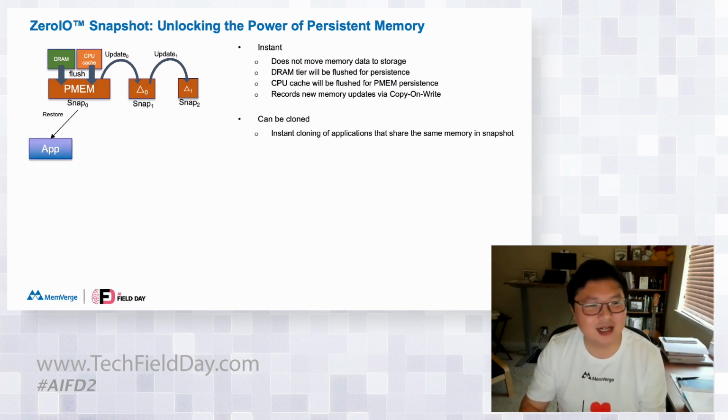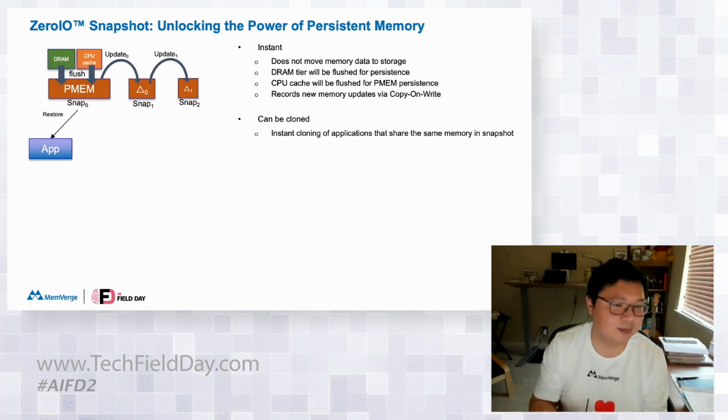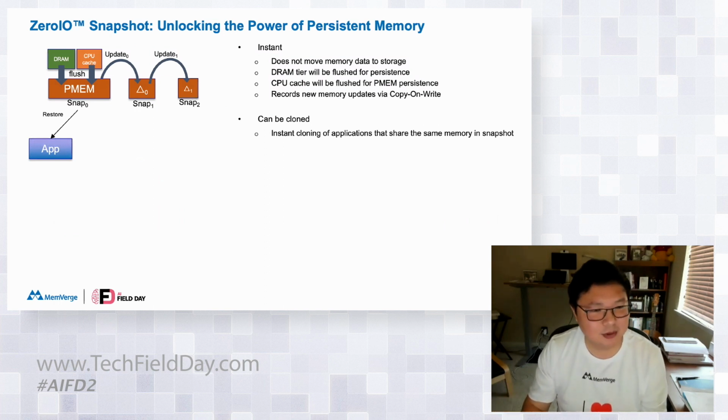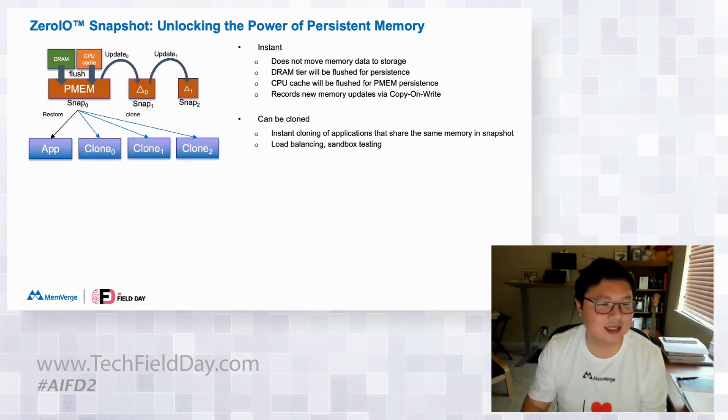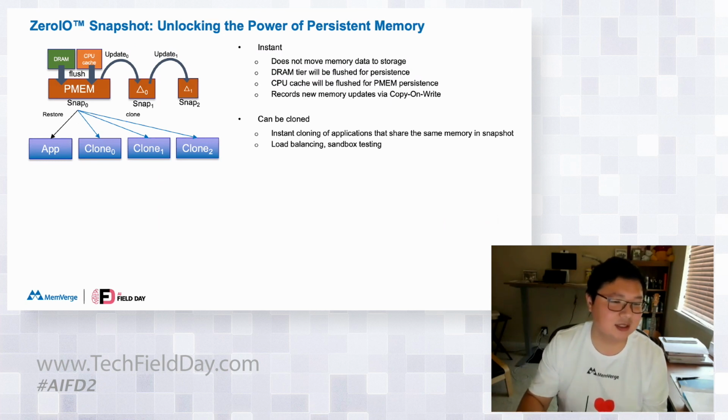For example, let's say we have this snapshot. First of all, you can definitely restore the snapshot, which will give you back the application. Meanwhile, you can also clone the snapshot instantaneously, and these clones will spawn up instantaneously. These clones will share the same memory footprint with the application until they are modified. Again, the modification is based on copy on write.